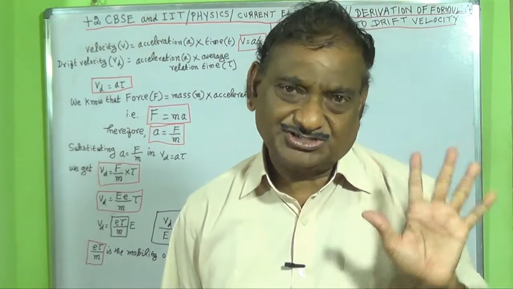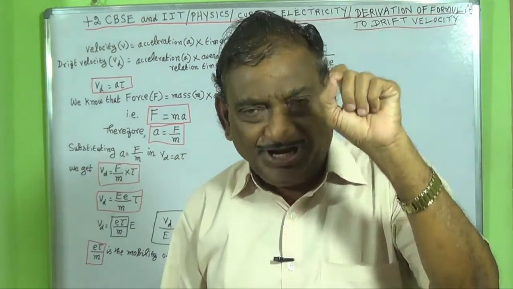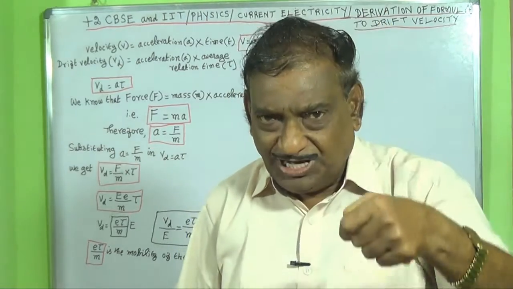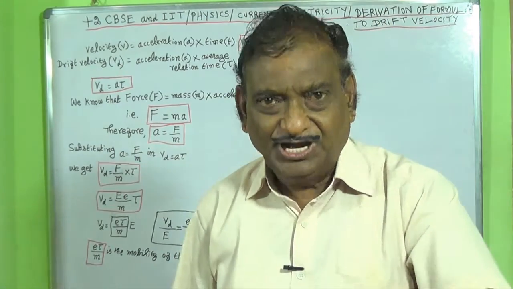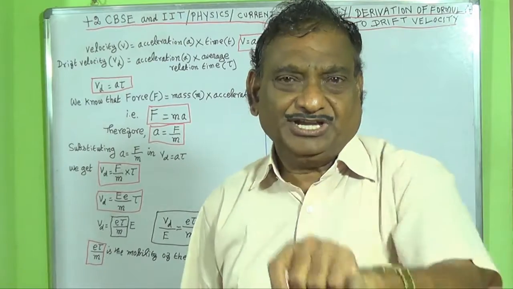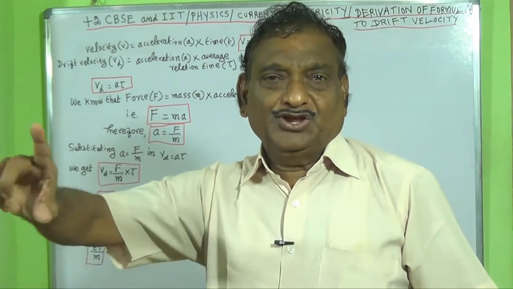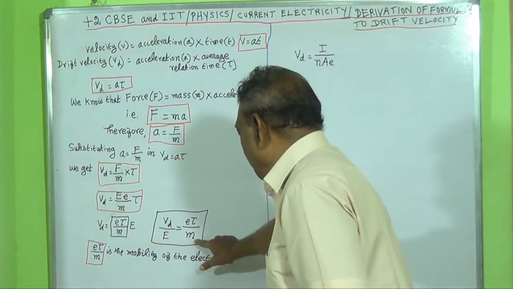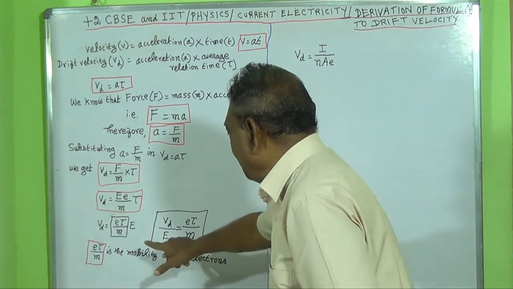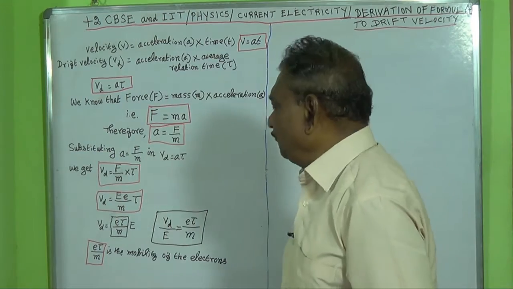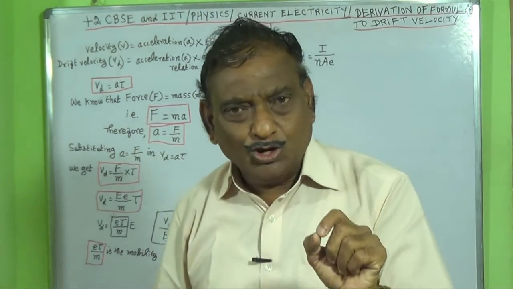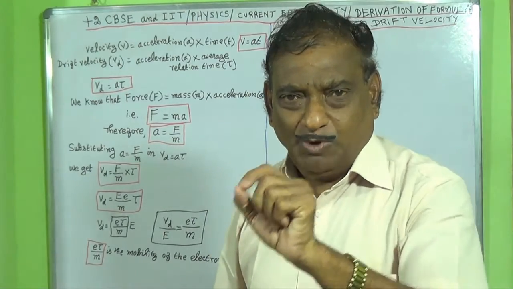Both are drift velocity. If we divide the drift velocity Vd by the electric field E, we get the drift velocity per unit electric field, that is e tau by m. This formula is arrived at from the previous formula. Therefore, the formula for mobility is Vd by E equal to e into tau by m.